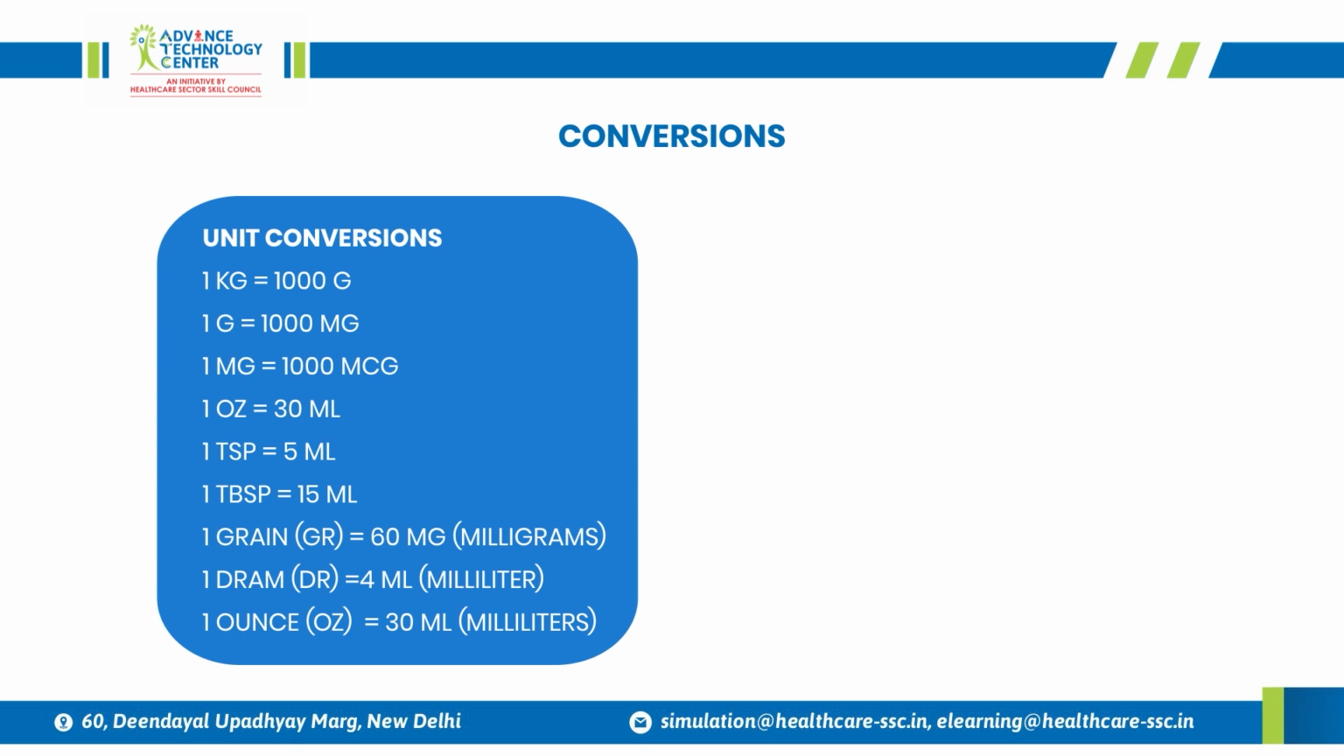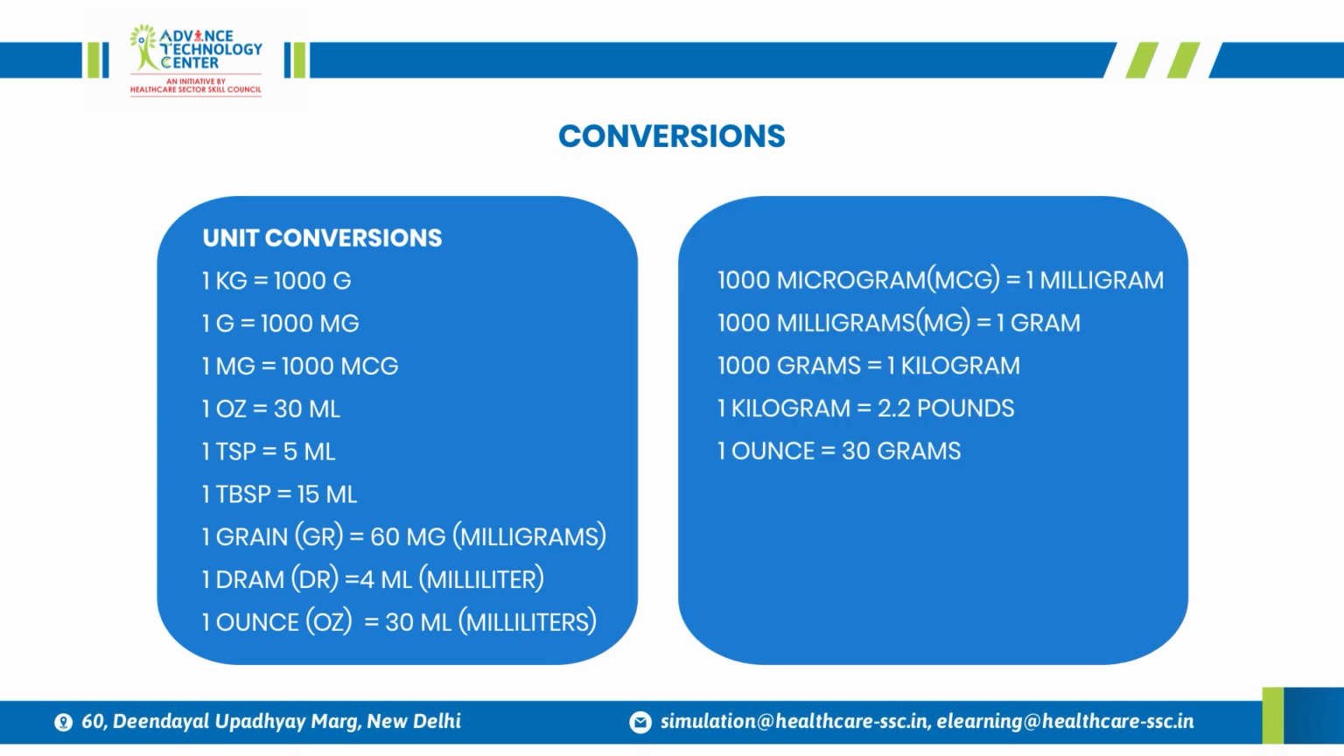You may also see older units like grains and drams. 1 grain is roughly 60 milligrams, and 1 dram is about 4 milliliters. 1,000 micrograms equals 1 milligram. 1,000 milligrams equals 1 gram. 1,000 grams equals 1 kilogram. 1 kilogram equals 2.2 pounds. 1 ounce equals 30 grams. Always pause on conversions, because most calculation errors start here.